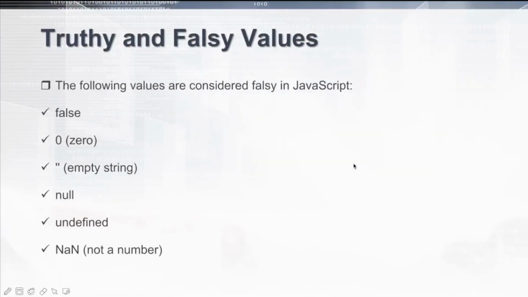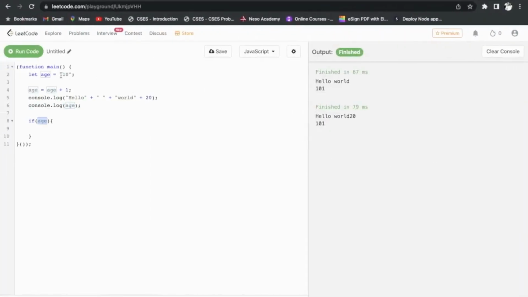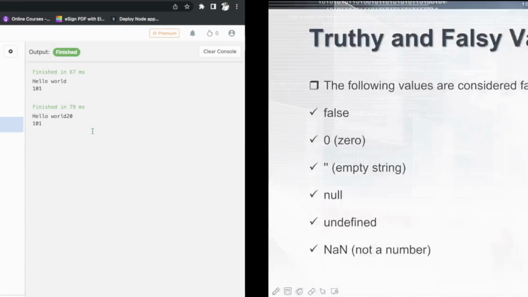So let's see. If we are converting this to a Boolean value, what are we going to get? This is 10 as a string. If I convert 10 as a string into a Boolean value, what do I get? Will I get a true or a false? It can either be true or false. It can't be anything outside of that.